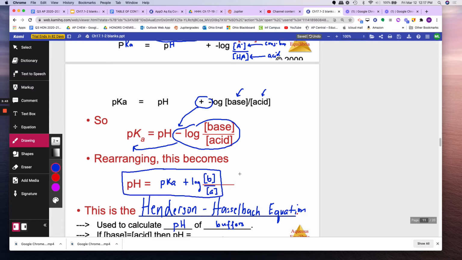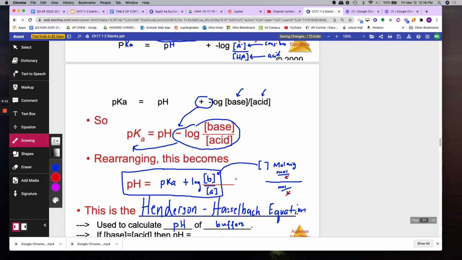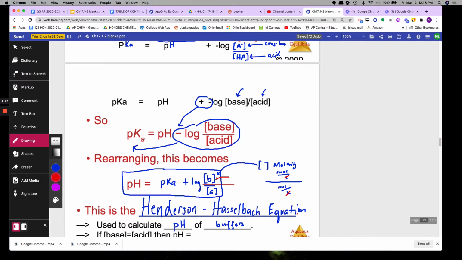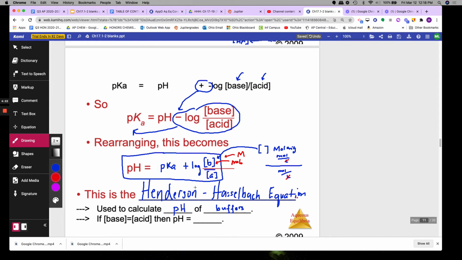All right, so first let me tell you a little bit about the bracket. The bracket means molarity, which is equal to moles over liters. Divided by, this is also molarity, which is equal to moles over liters. Since they're in the same container, they will have the same number of liters. So if you want, you may put moles in there as well. So that can be moles, or you can put in molarity. Either one will work. Okay? This equation is the Henderson-Hasselbalch equation.